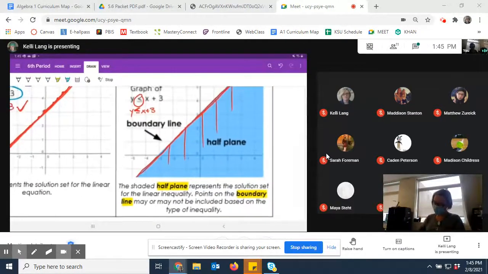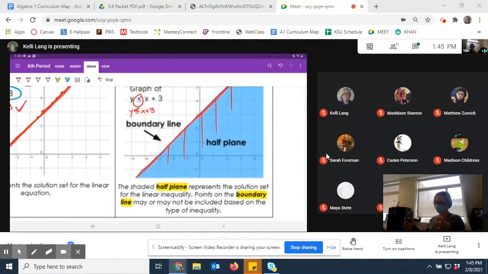So there's some notes here. The shaded half plane represents the solution set for the linear inequality. And let me prove it to you. If I pick any point over here in this region, how about (4, 1), and I plug it in to this equation, I will get a statement that is true. For instance, if I plug in 4 for x and 1 for y, I get the statement 1 is less than or equal to 7. That's definitely true. So all of these points over here would be solutions in the sense that when you plug them into this equation, it checks out. That's what we're dealing with here.